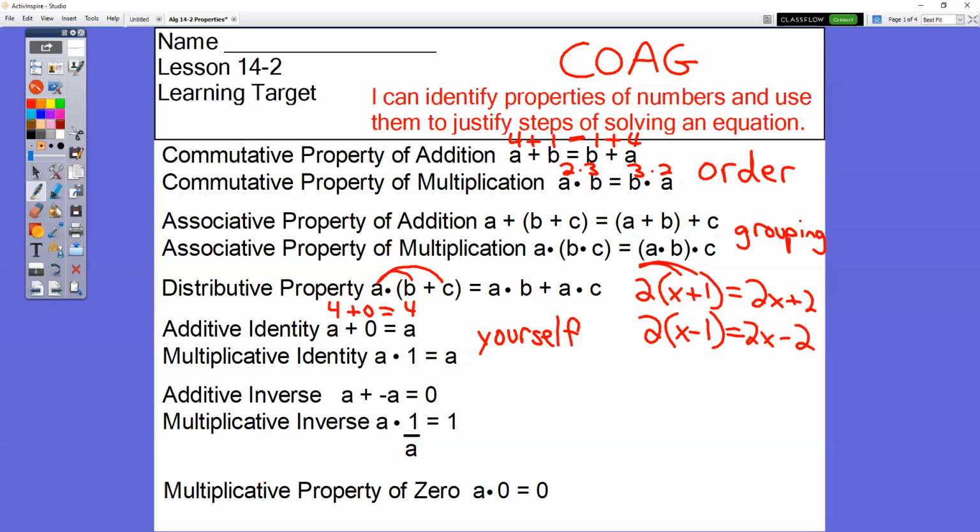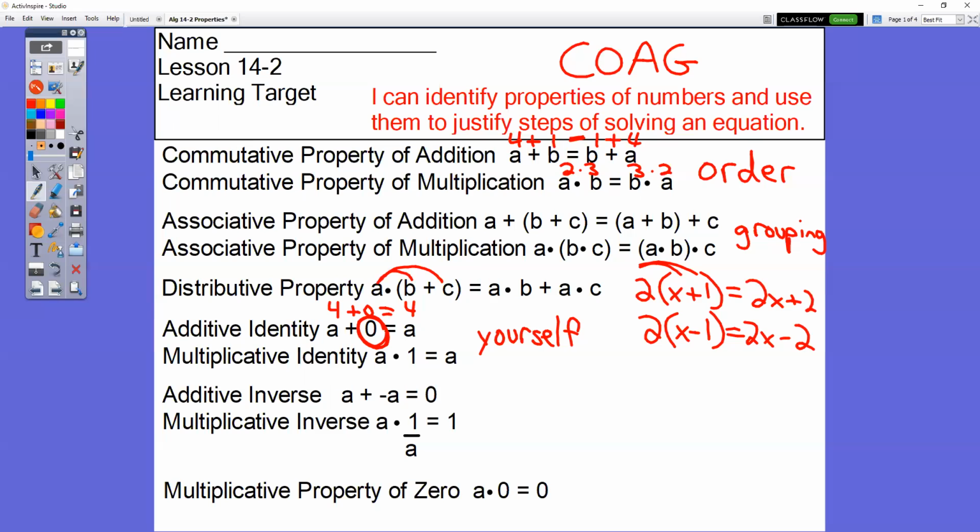The additive identity, and this is going to be a very specific question on your quiz. The additive identity is 0. If you add 0 to anything, you will always get yourself.